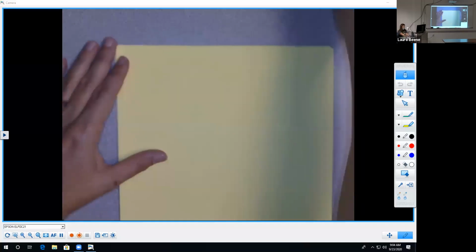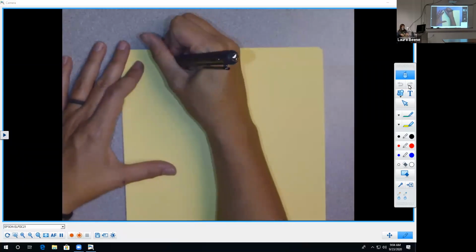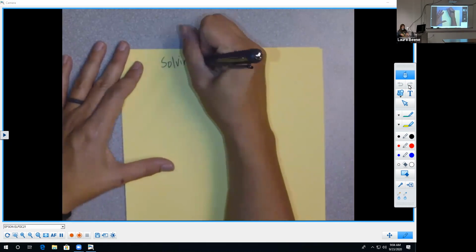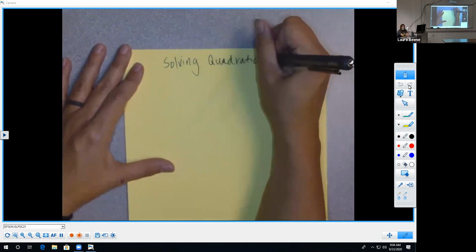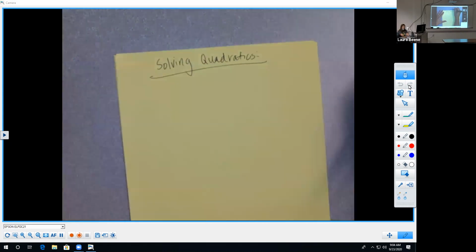Okay, so we are going to go over how to solve any quadratic, basically. We technically haven't learned all of the methods, but we've learned enough that you should be able to solve any quadratic that you come across. So this is just a review of a few different sections, putting it all together.